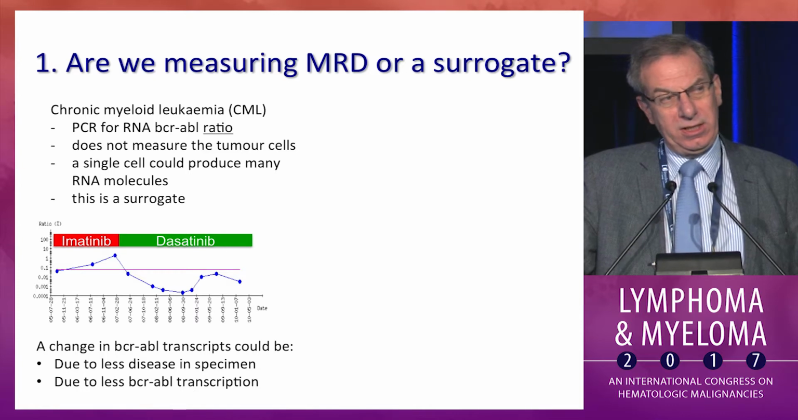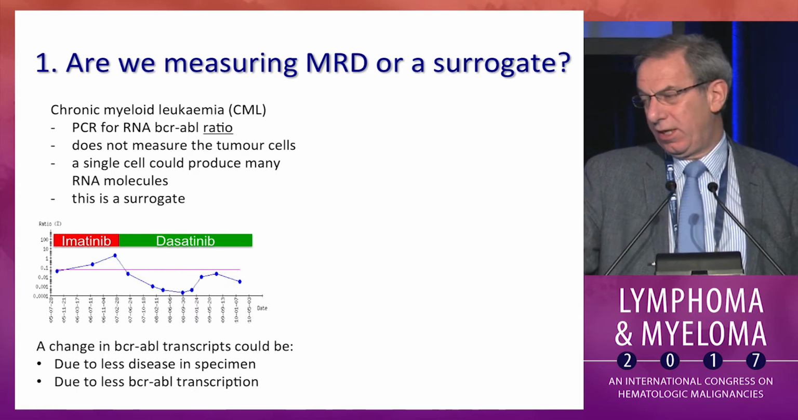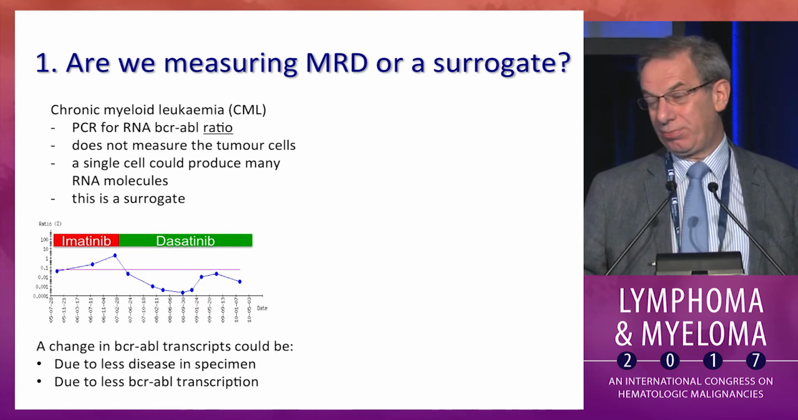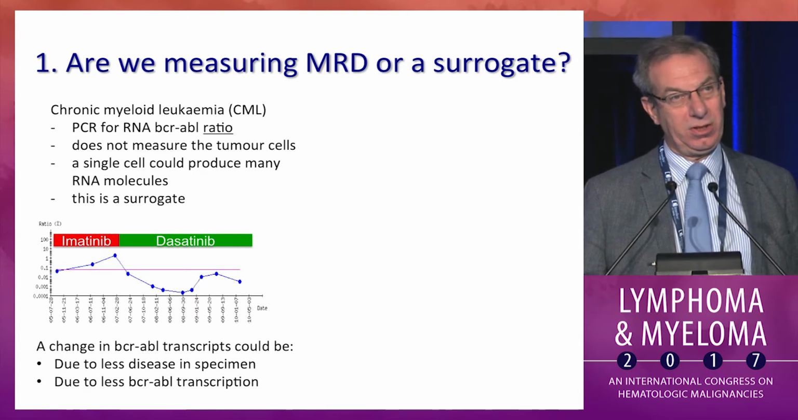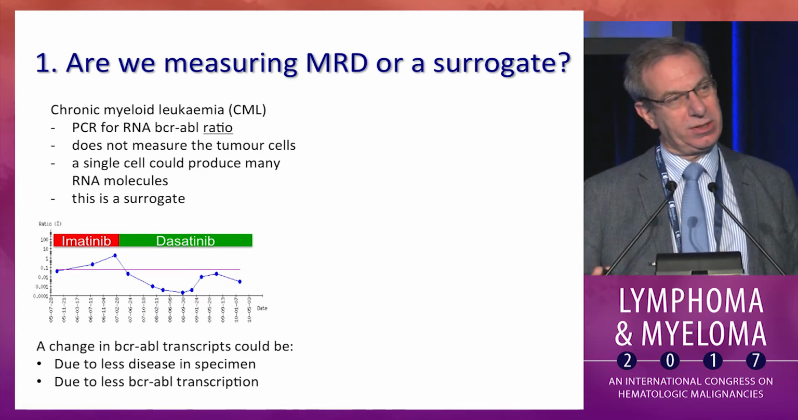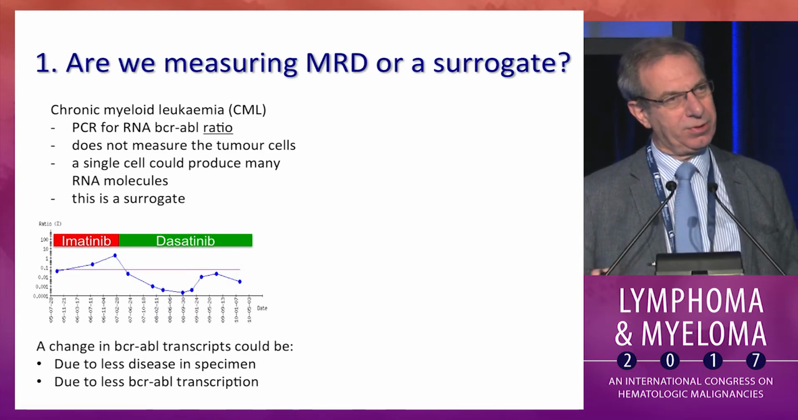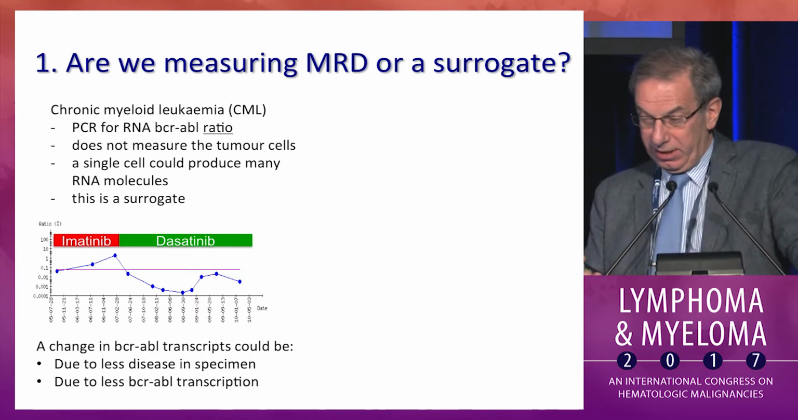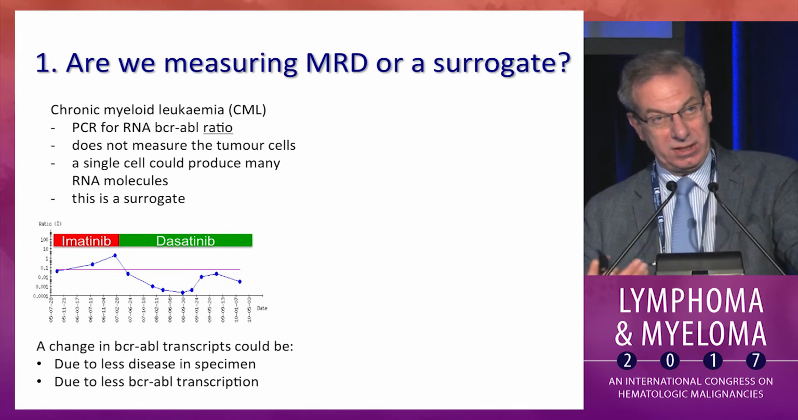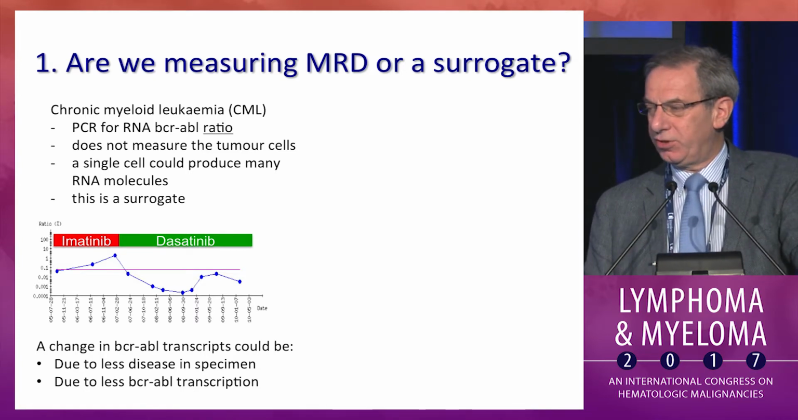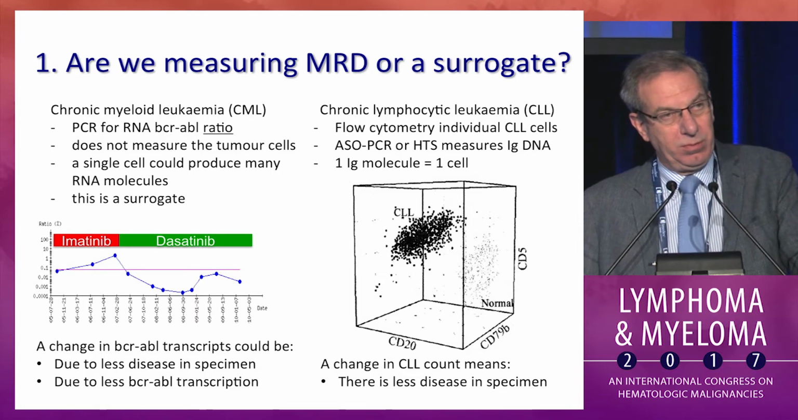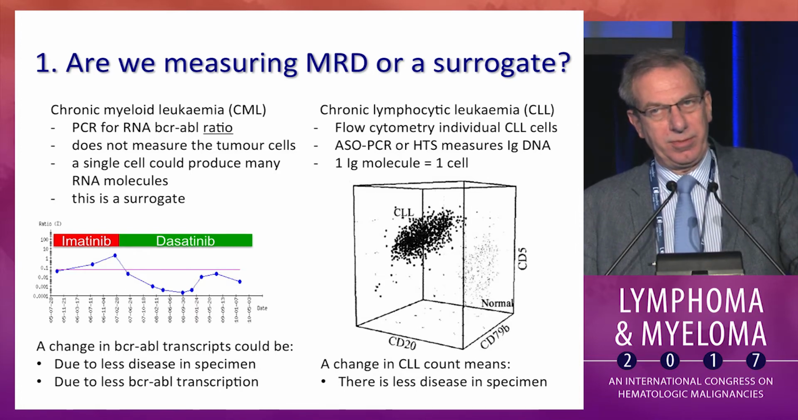But a change in the BCR-ABL transcripts could be either because the cells are there but they're not expressing the oncogene, or the cells aren't there. And we probably see that when we stop therapy, some patients relapse very quickly, and presumably those are patients who have disease, or maybe stem cells of CML disease, that are sitting there waiting to escape from control.